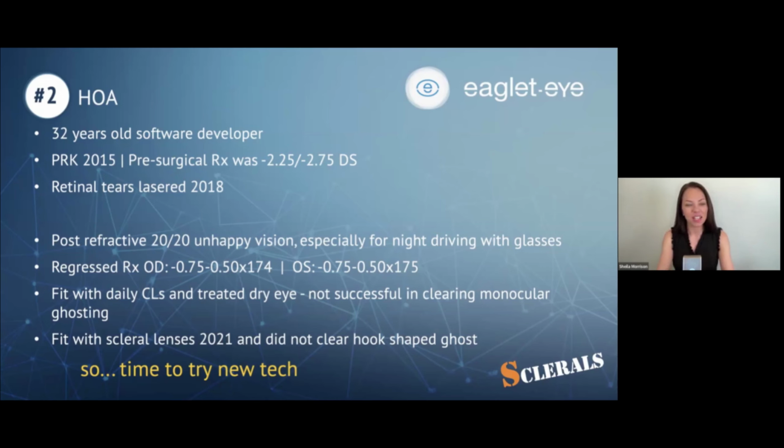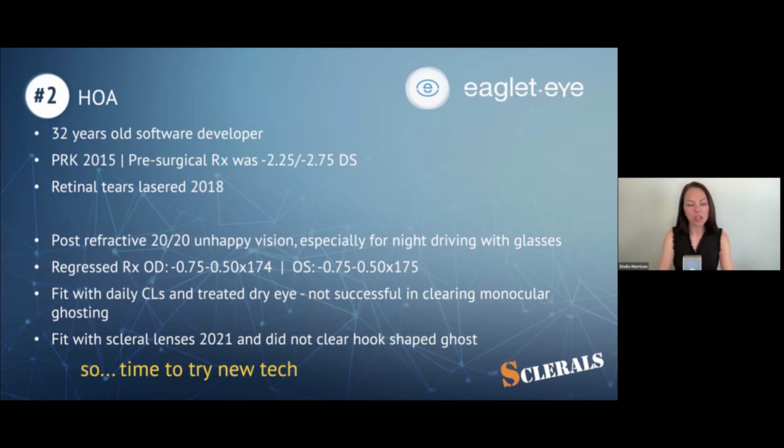And so this guy had regressed to not a super high prescription, but just enough that he had to wear something full time, and was not successful in clearing his monocular ghosting with any prior contact lens fits. We tried fitting him in 2021 with an optic that was fairly successful, utilizing a fairly high level of optic and a really nice design in a scleral lens that was very stable, but did not have HOA correction in it yet. The patient had the best vision he had ever had since his regressed refractive surgery, but really just was still not happy. He had kind of a hook-shaped ghost.